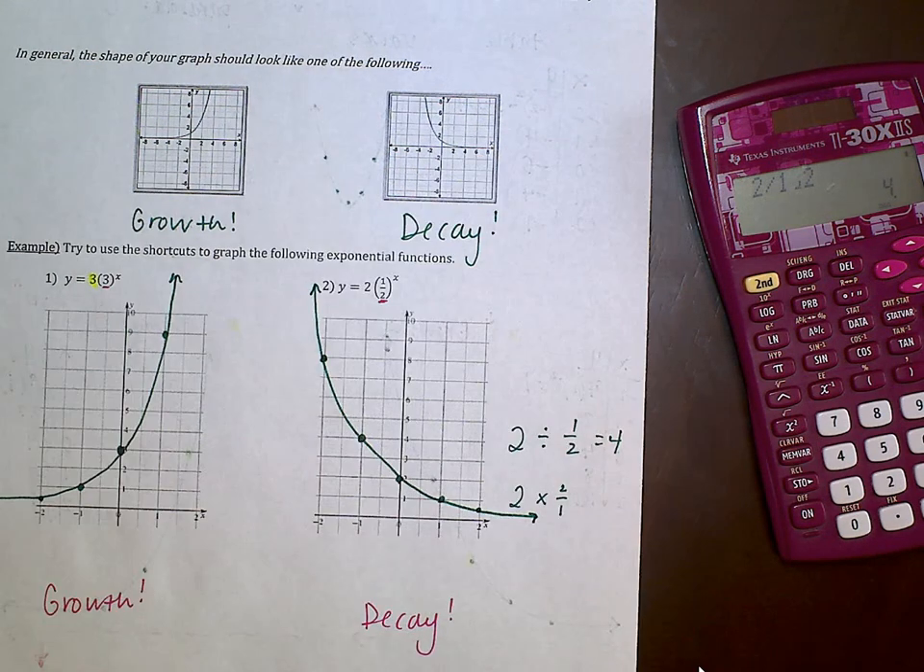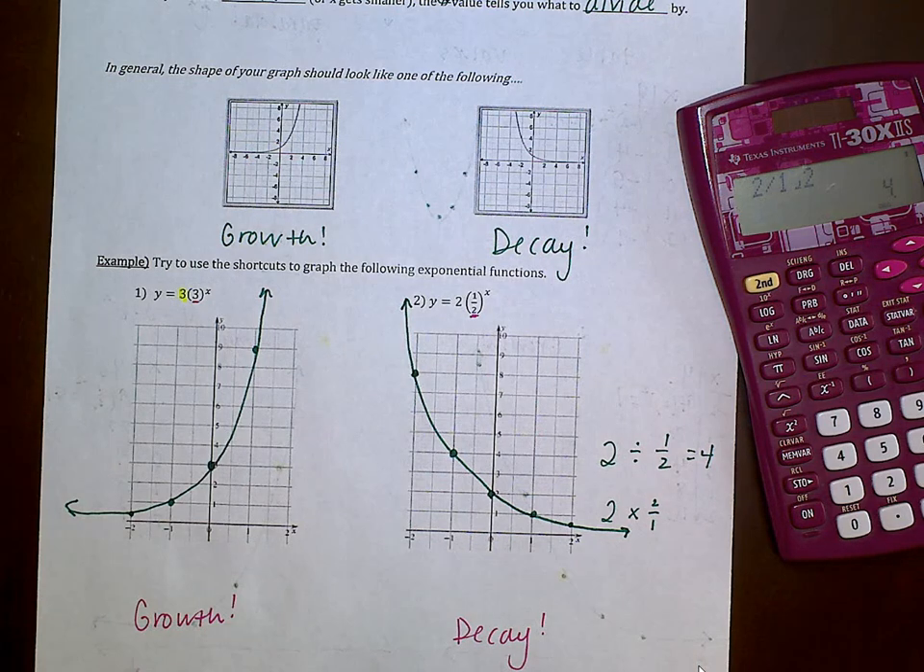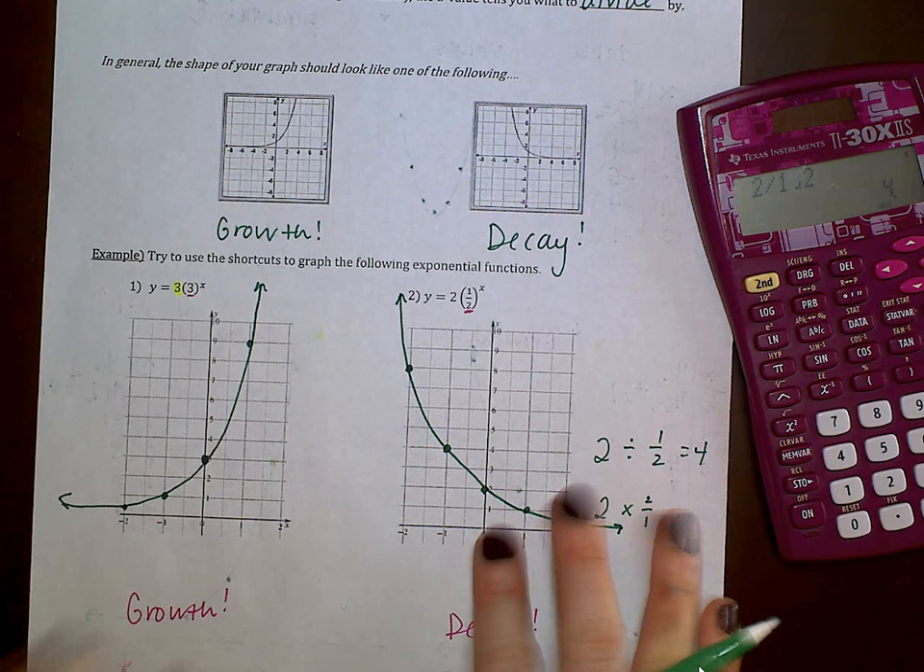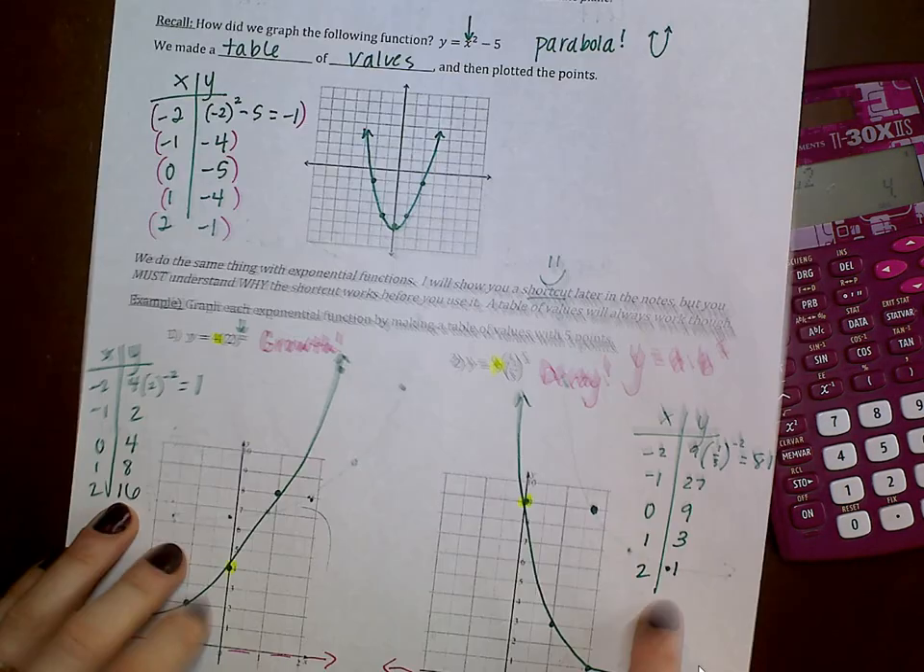And there's my graphs. So you pick which way you want to do it. Sometimes the shortcut can be a little bit more confusing than anything, but you can either do the shortcut or you could always just make a table. Totally up to you.